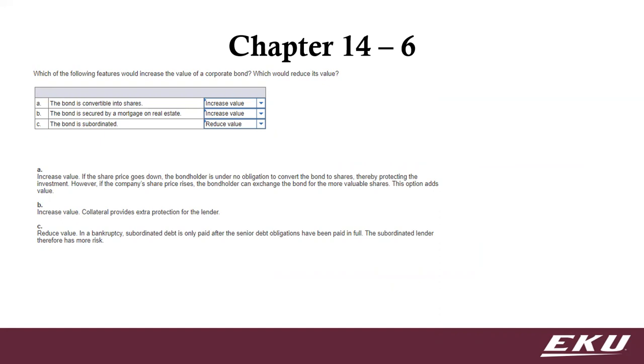If it's secured by mortgage on real estate, right? If I've got some sort of collateral, it doesn't have to be real estate. It could be a machine loan or something like that. But just anything that is secured by real property is going to be more valuable than just a debenture, right? Which is a debt that's not tied to a particular asset.